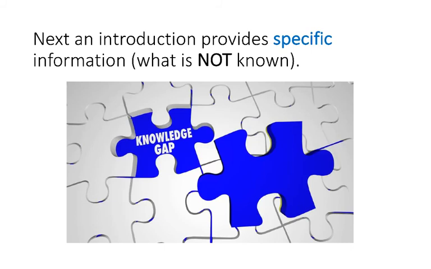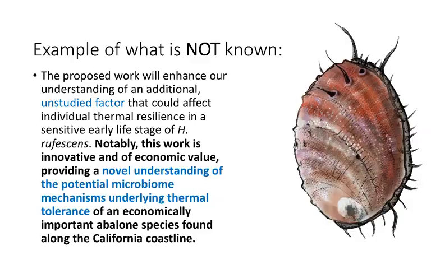So this is very similar to when we talked about identifying your knowledge gap before, right? Before, we talked about setting up your knowledge gap by identifying what's already been done and then specifically identifying what hasn't been done yet. So when we're providing specific information in our introduction, we want to think about what still hasn't been investigated, or what knowledge gaps exist in the field, or what still isn't known about this particular study system.